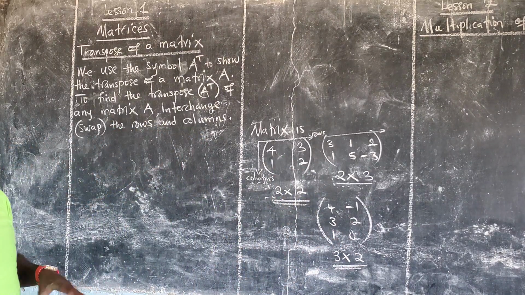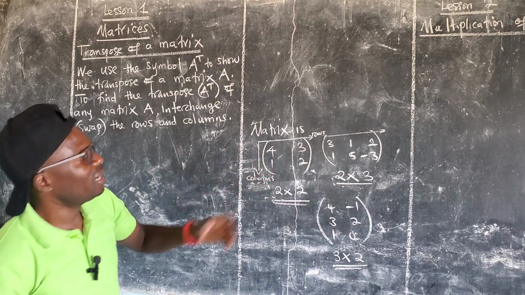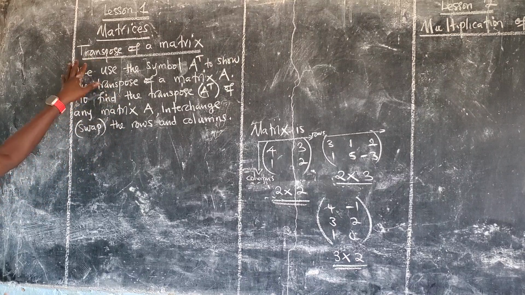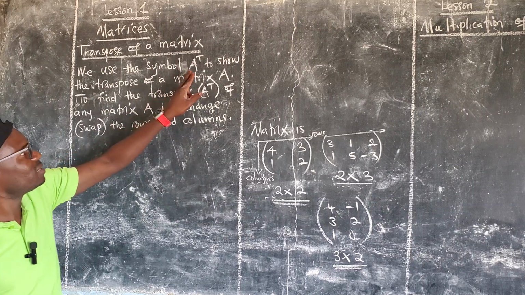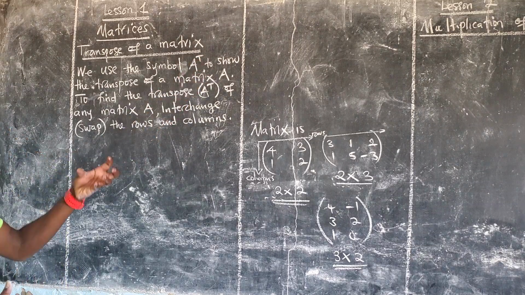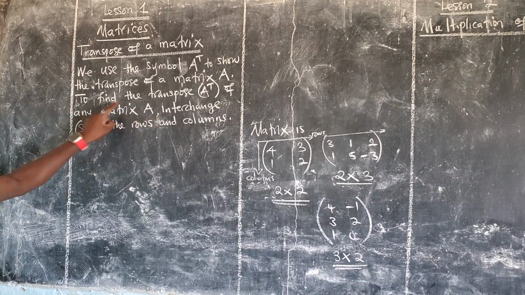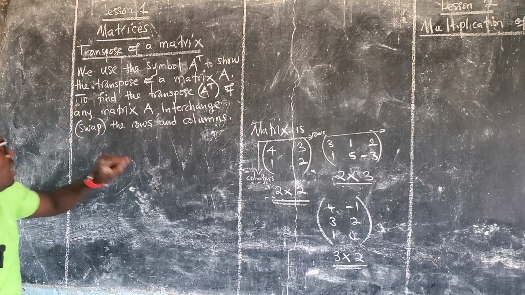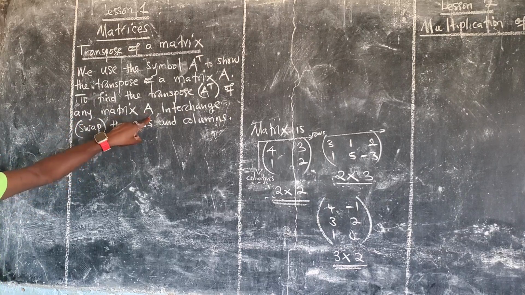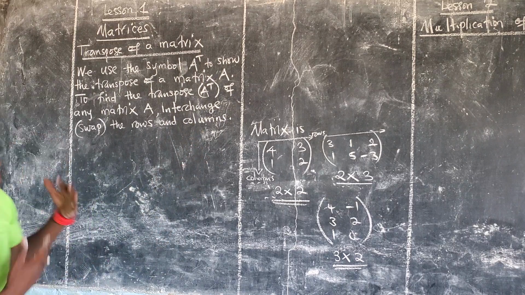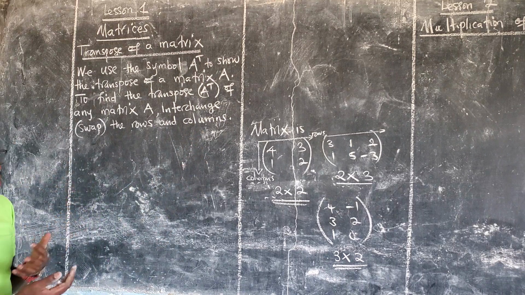So this is about matrices. You can know about the order and what matrices are. In grade 10, we start from the transpose of a matrix. What is the transpose of a matrix? We use the symbol A to the power T to represent the transpose. How do you find it? To find the transpose A^T of any matrix A, interchange, which is swap, the rows and the columns. The rows become the columns and the columns become the rows.